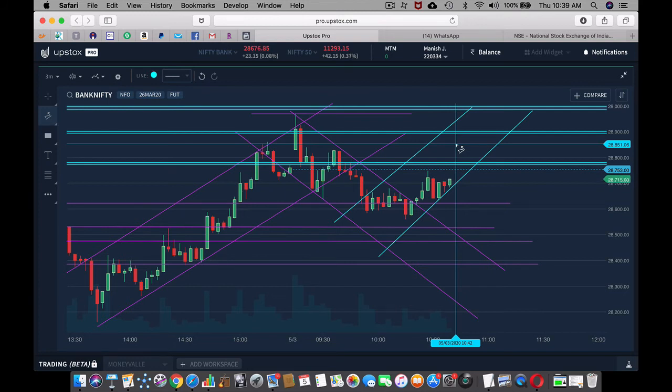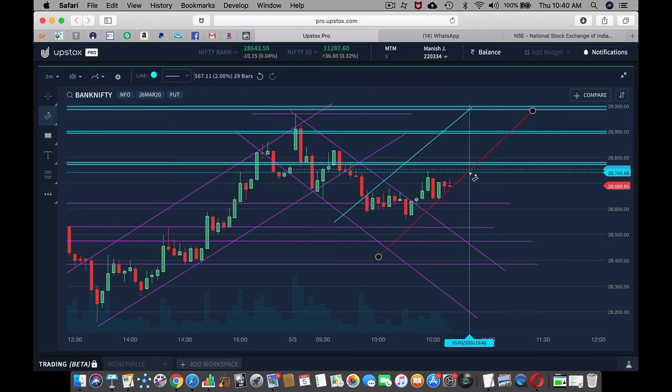711, 715. Okay. The characteristic of Bank Nifty is that it is very volatile. This complete script can move in any direction. But I'm still on the buying side till it is above this line, the red line. Let's have a look what is there in the future.